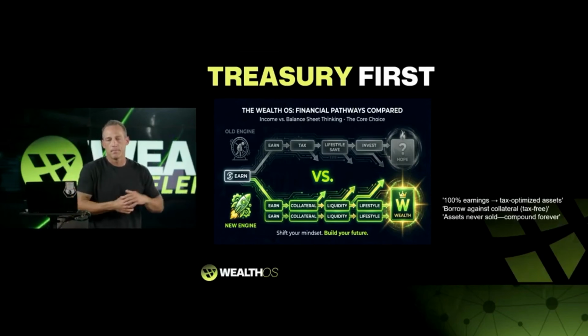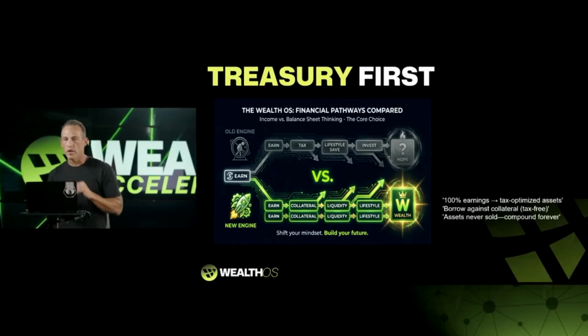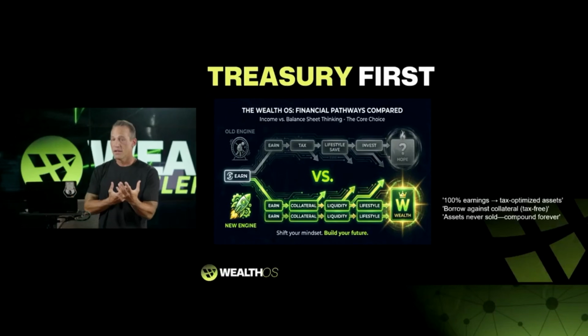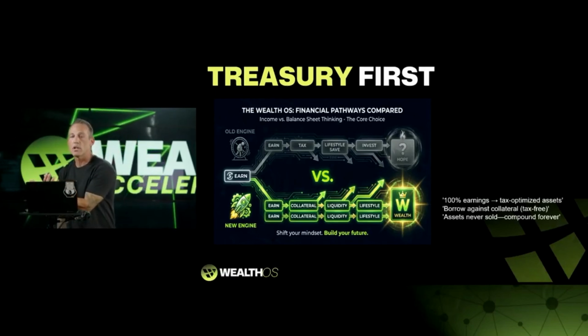I die with zero. The new engine, the engine that we can build, the treasury operating system, is I earn money and I take the earned money and I put it into assets or collateral, tax optimized, tax deferred.